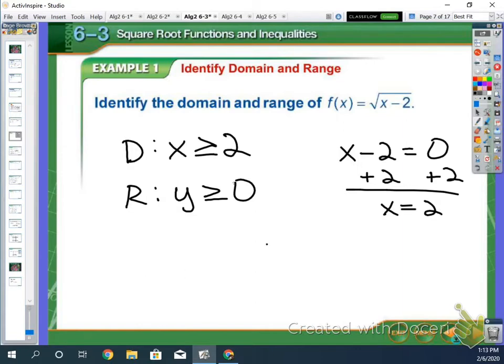All right. And another thing that could help you is when you type this into your y1 and you look at your table, you're never going to see a number that's lower than 0.